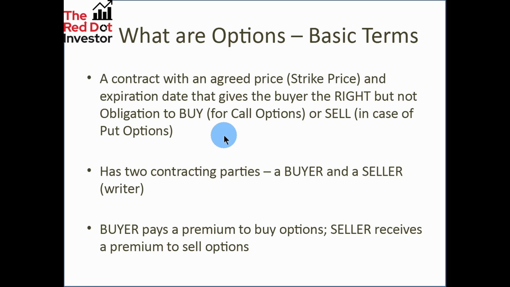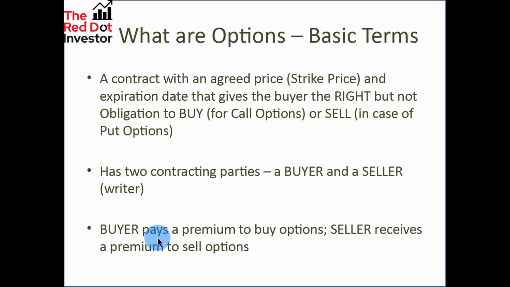Now there are two types of options that are possible. One type is a call option and the other type is a put option. We'll explain both the call and the put option in the next slides. And it has two contracting parties, a buyer and a seller. And the seller, we always call him or her the writer of the option. So this makes sense because in an agreement there must always be one buyer and one seller.